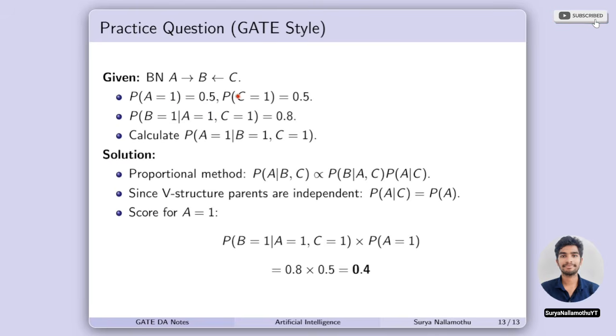The Bn is equal to a times b and b times c. P of a equal to 1 is nothing but 0.5. P of c equal to 1 is nothing but 0.5, right? So P of b equal to 1 or a equal to 1 here. There is a simple method to calculate P of a given b equal to 1, c equal to 1. The proportional method is the formula for a given b, c. By applying this formula and substituting these values, you get the value 0.4.